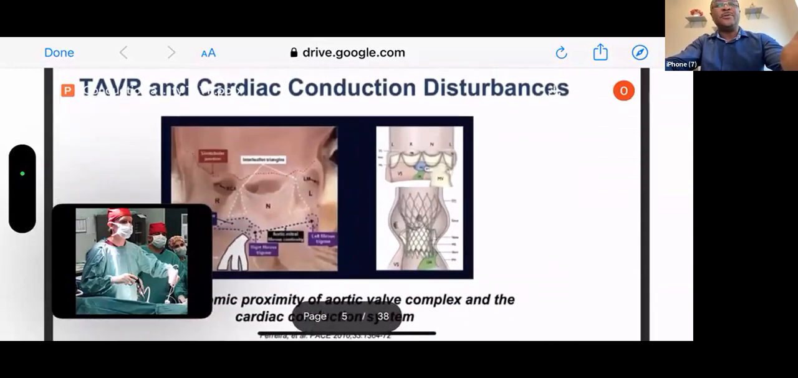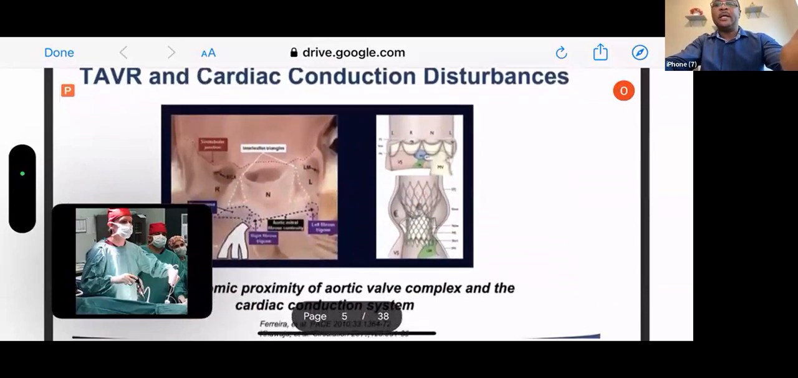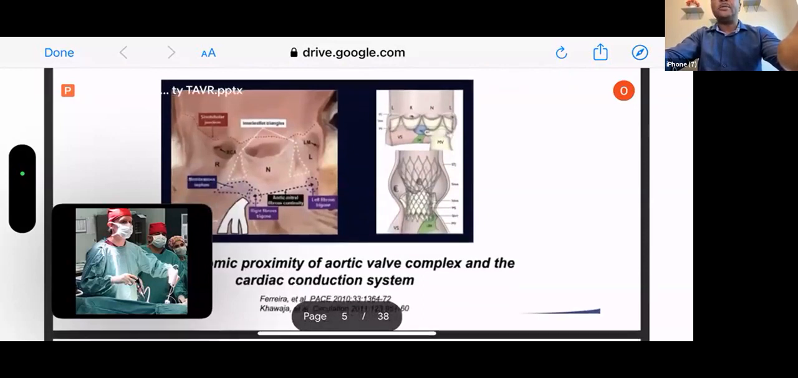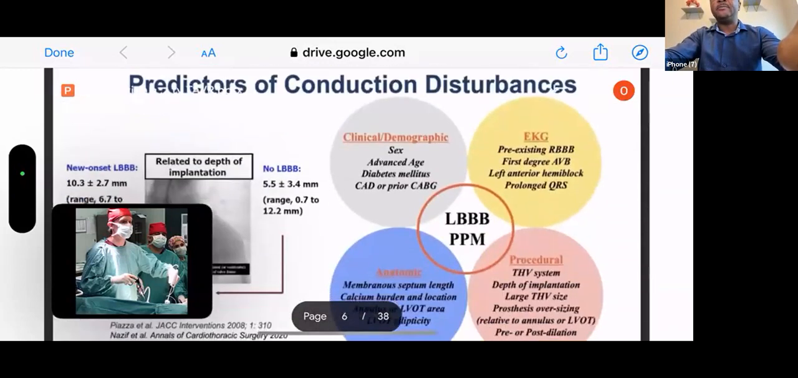Those of us who are more into EP will remember the triangle of Koch, which has to do with the coronary sinus level, the tendon of Todaro, and the septal attachment of the tricuspid valve. Just beneath the apex of that triangle is where the AV node comes out and then pierces the membranous septum as the bundle of His. And those places are also in close proximity to the aortic valve.